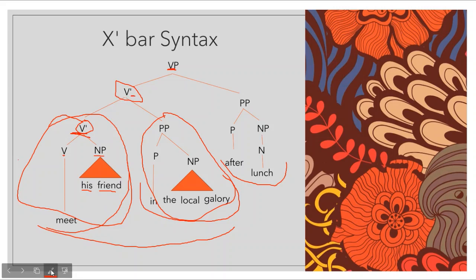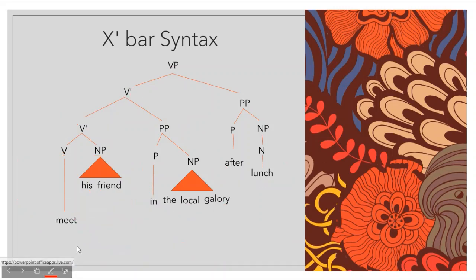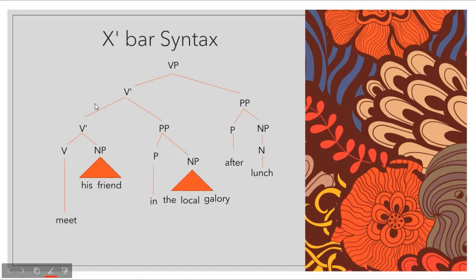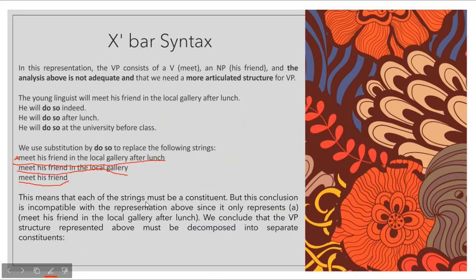Okay, everything is a mess, just let me clean this up. This is a V bar which finally combines with "after lunch". So the next node, this one, the V bar combined with this PP gives us the complete VP.